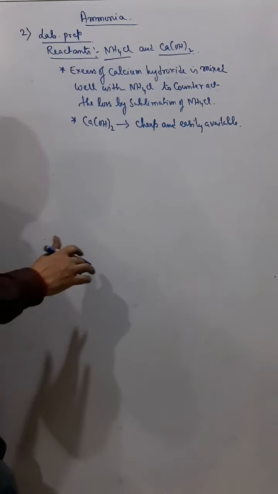Okay, now next is laboratory preparation. In part 1 you have seen the general method of preparation: we can take ammonium chloride or ammonium sulfate, or we can take calcium hydroxide, potassium hydroxide, or sodium hydroxide. But in the laboratory, generally we prefer ammonium chloride and calcium hydroxide, because these are both cheap and easily available.